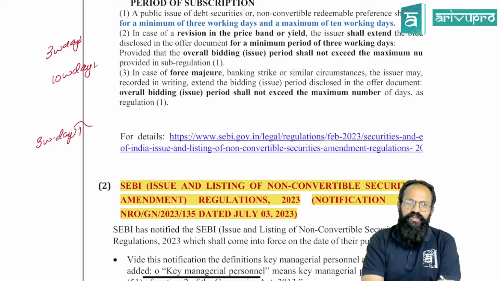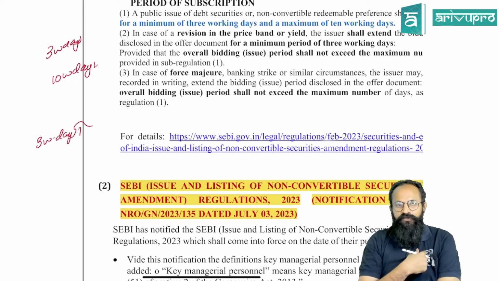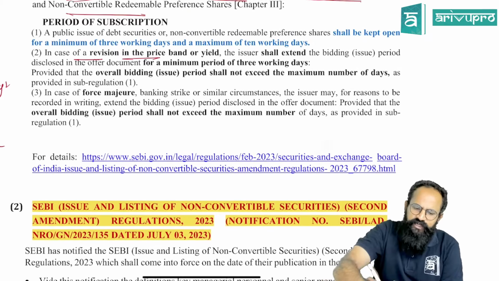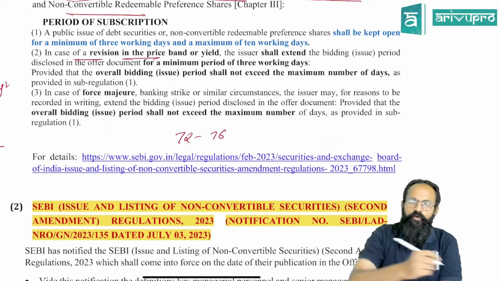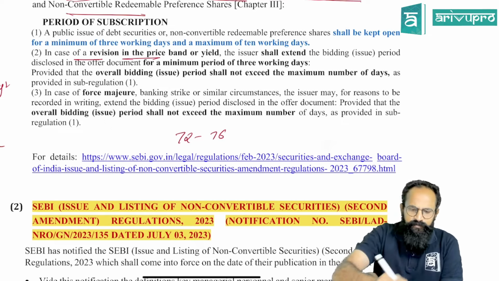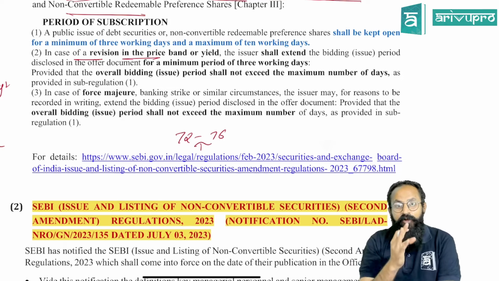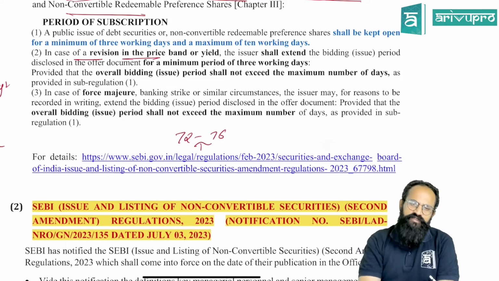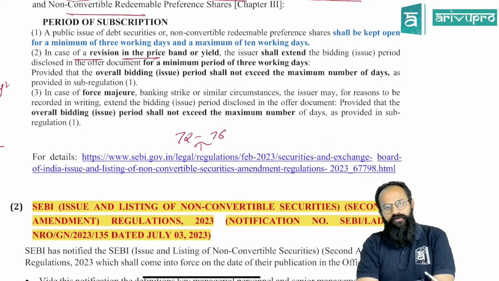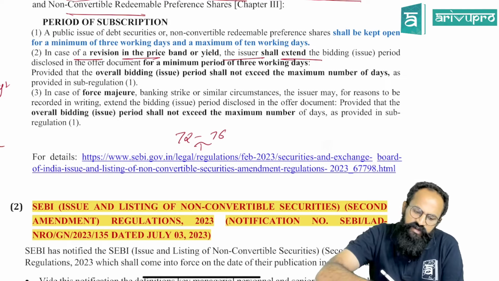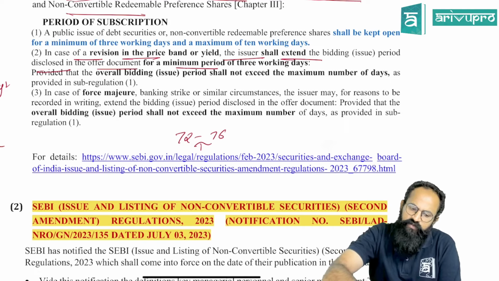You can increase it in 2 scenarios. Imagine you opened initially for 3 working days, you can increase it. When, sir? Whenever, people, there is a revision in the price band. I told you that my price of security is 72 to 76. If I'm revising this price band, if I'm making any change to this, in such case, they allow you to increase your offer period. From 3 days, you can extend it to 6 days. It is allowed. See here. The issuer shall extend the bidding period disclosed in the offer document for a minimum period of 3 working days.